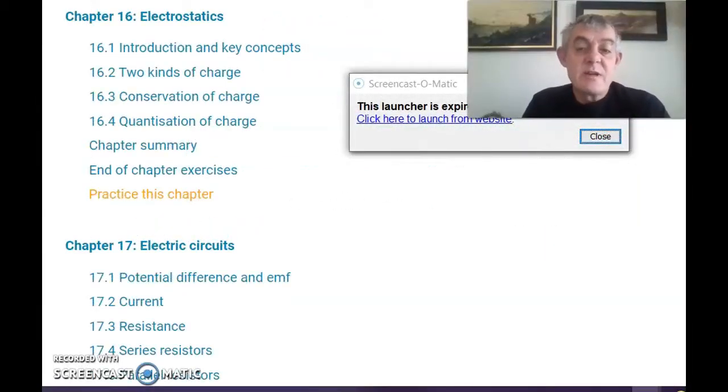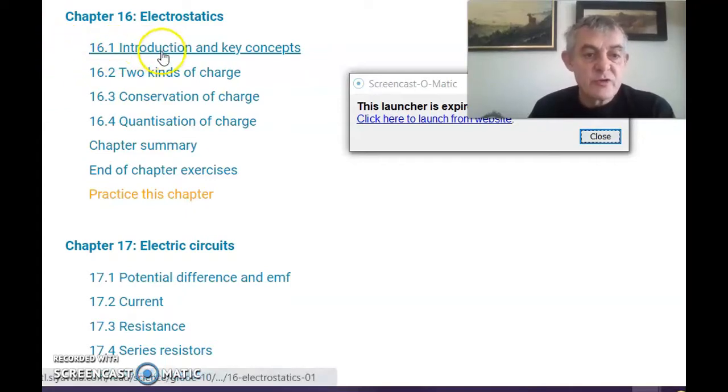So this pre-lesson activity is textbook engagement, and you will be using the Siyavula textbook and going to chapter 16. First, when you read through the chapter, you'll be introduced to key concepts.